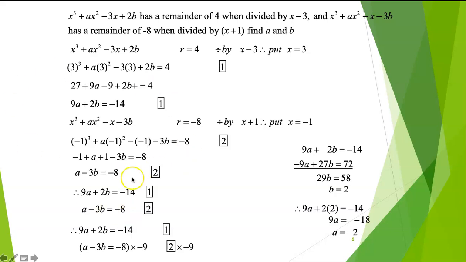Again, I'm repeating, you don't have to do this. If you don't want to, you can use the graphic calculator. This much thinking is good for this question, as long as you know how to substitute, rearrange, and use the remainder theorem properly. Thank you.